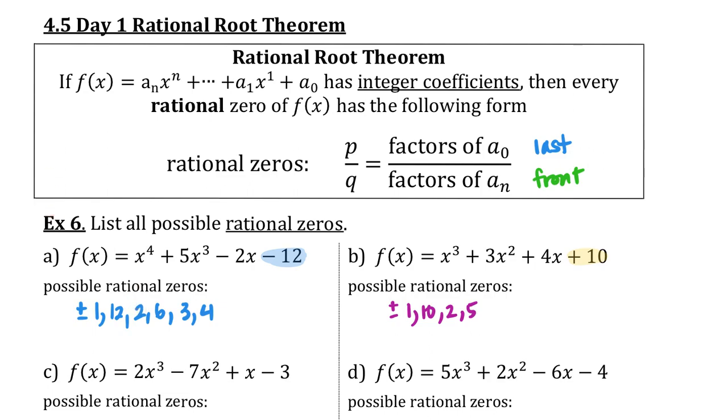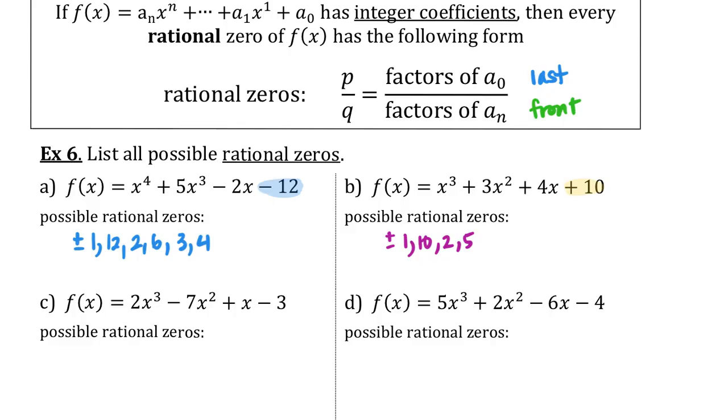Okay, now C is going to have a first term, but let's figure out the last term first. Okay, possible rational zeros. I'm going to look only at the last term to begin with. So the last one's 3. Okay, so what can I times? I could do 1, I could do 3, but it could be positives and negatives again.